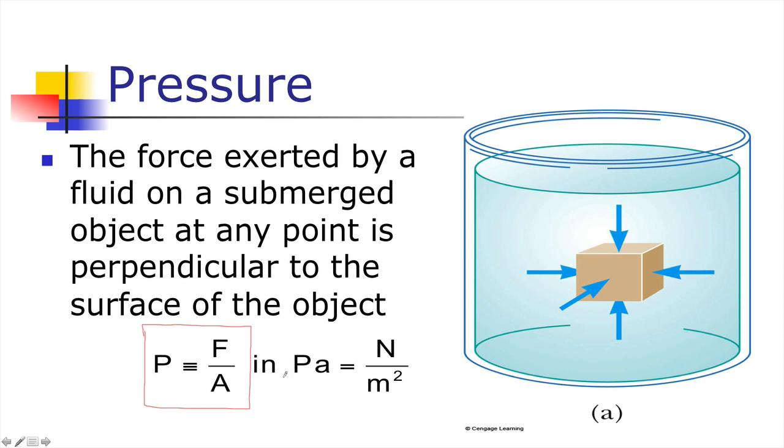The SI unit of pressure will be the SI unit of force divided by the SI unit of area. The SI unit of force is Newton, and the SI unit of area is meter square. So Newton per meter square, and this Newton per meter square has a special name known as Pascal. This is Pa, or if it's written in full, you write Pascal, with a small letter p.